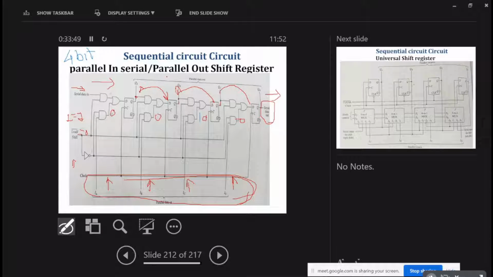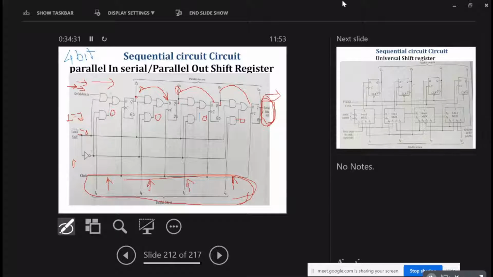Okay, so next, this same register can also be utilized for serial in serial out data. If this load shift value is 1 and we provide all the information serially, we can get the information serially from the output of the last flip flop. So this is the third type of unidirectional shift register, that is parallel in serial out or parallel in parallel out in the same circuitry.